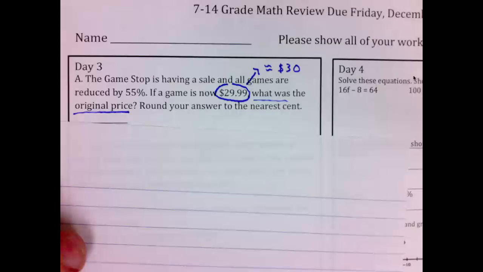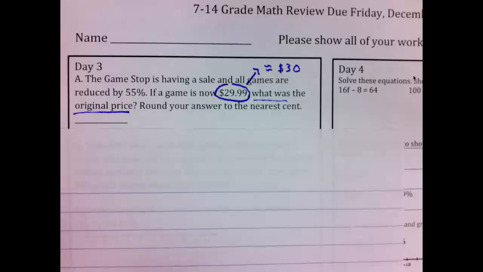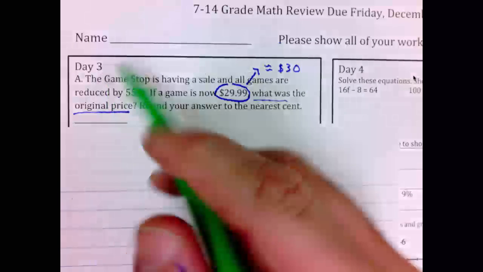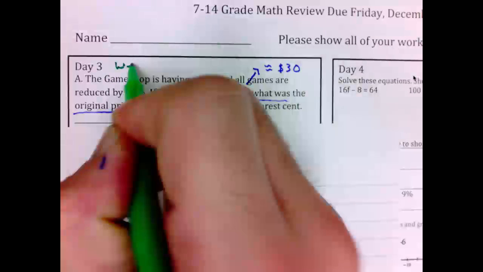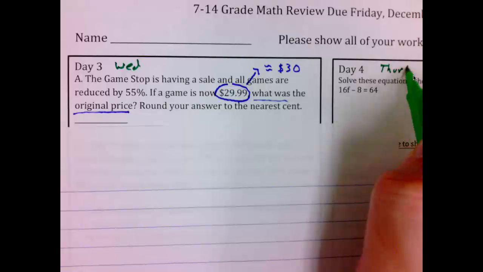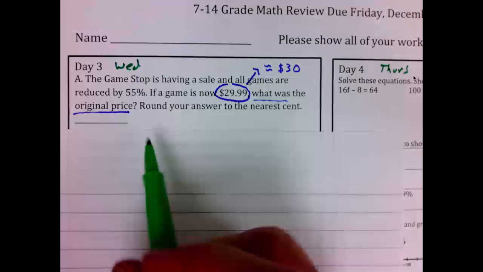All right. We are looking at our 7th grade math review for week 14, day 3. This is Wednesday, and day 4, Thursday. All right. Day 3, we're looking for what was the original price.